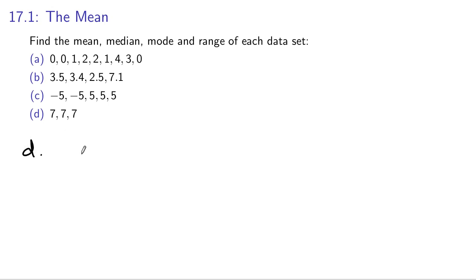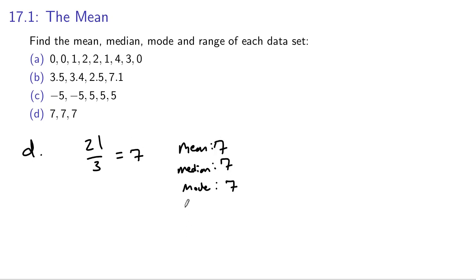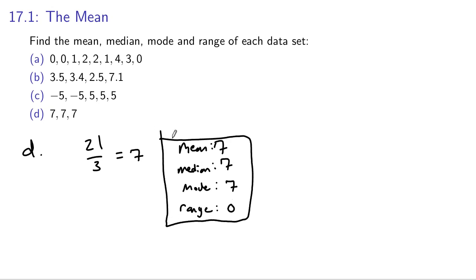D, 7, 7, 7. So the average would be 7 plus 7 plus 7, 21 over 3, which is 7. The mean is 7. Here the median, we sort it, it's in order, the middle is 7. The mode, the thing that happens most often, is 7. And the range would be the biggest minus the smallest. 7 is the biggest and 7 is the smallest, so the range is 0. Meaning there is no spread, it's all the same number.